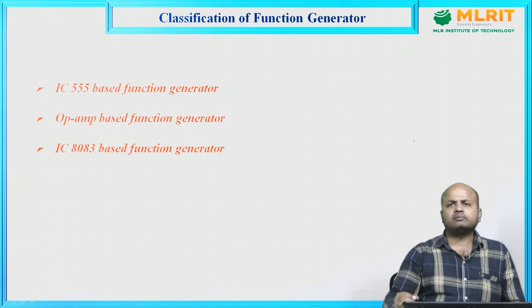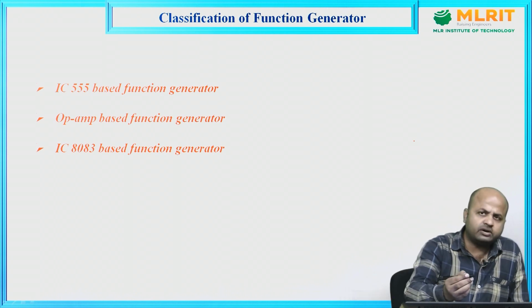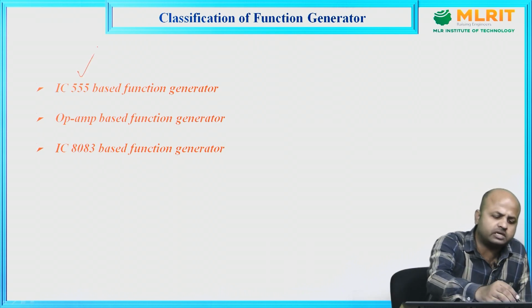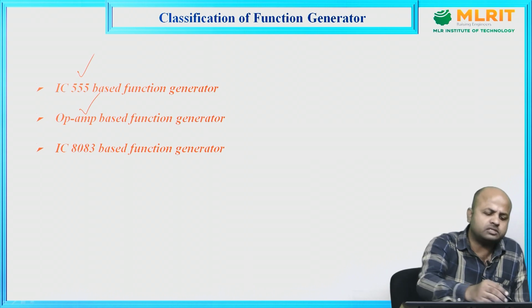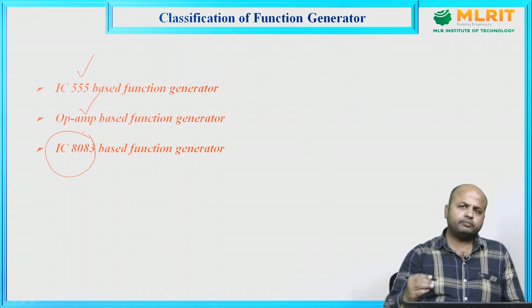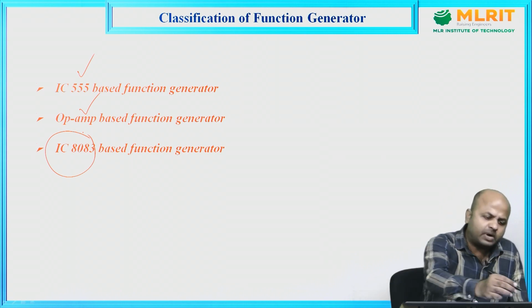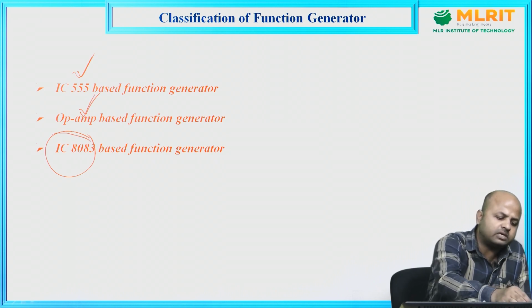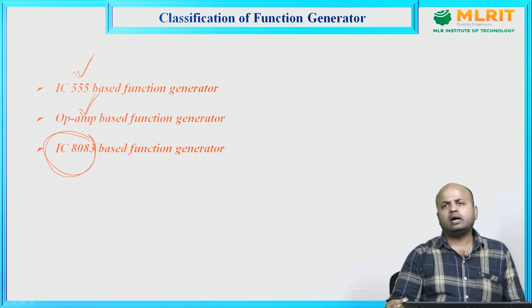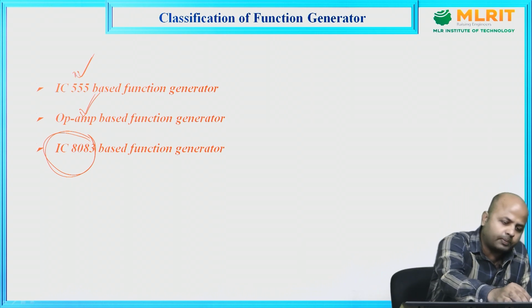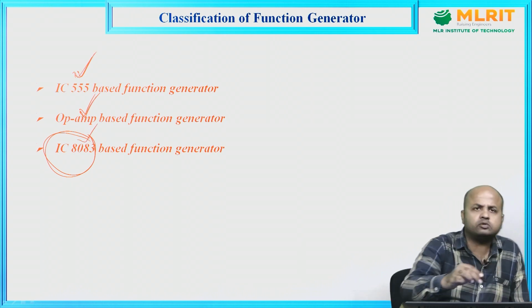So what are the different types of function generator? We can make the function generator using IC 555. We can make the function generator using op-amp. We can make the function generator using IC 8038. So there are different methods or techniques for designing a function generator. One by one we will see how to construct a function generator using IC 555, using op-amp and using IC 8038.